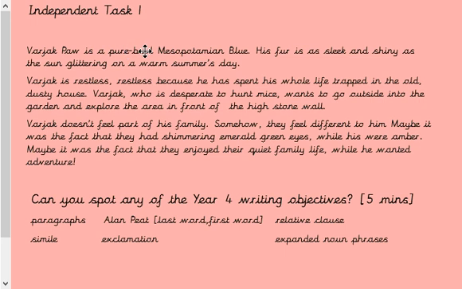Varjak Paul is a purebred Mesopotamian blue, okay? That's an expanded noun phrase, okay, because it's got purebred and then Mesopotamian blue being the name of it, okay? So you've got expanded noun phrase there. His fur is as sleek and shiny as the sun glittering on a warm summer's day, okay? Definitely got a simile there because the word as, it's being compared using the word as.